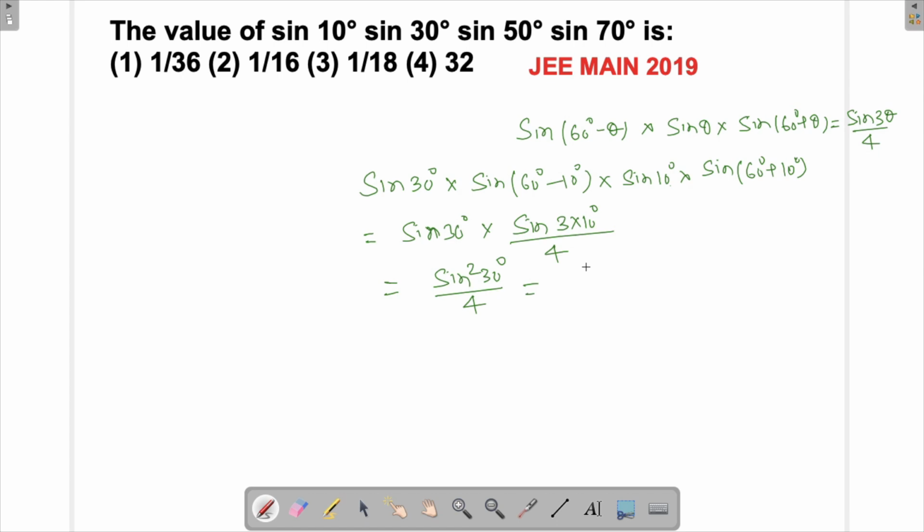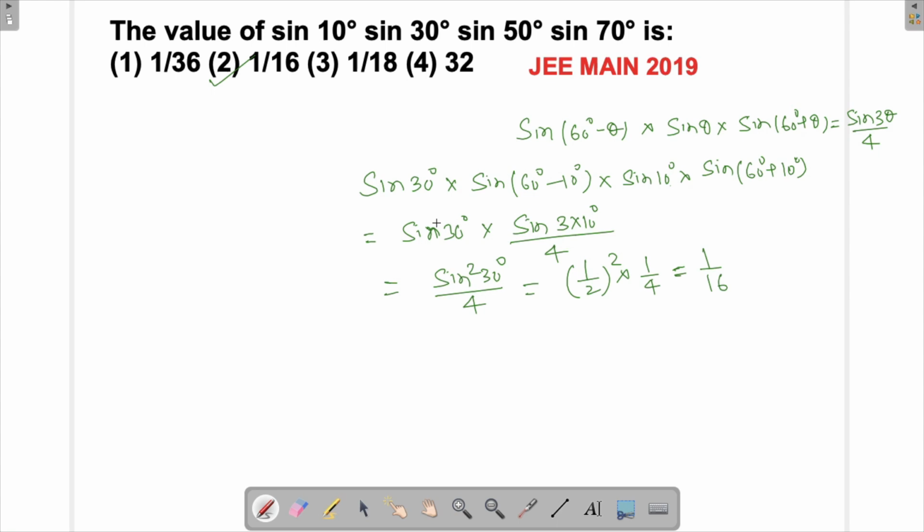Now sine 30 degree is 1 by 2, so 1 by 2 whole squared into 1 by 4, which is nothing but 1 by 16. And that is all your answer. So 1 by 16 is your answer. In this question, there is nothing much. Only if you know this formula, this is a 1 minute job. So that's all for this question.